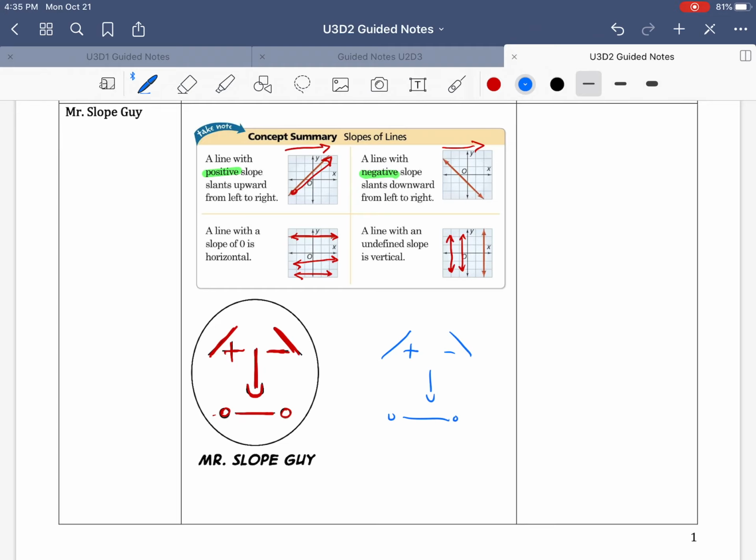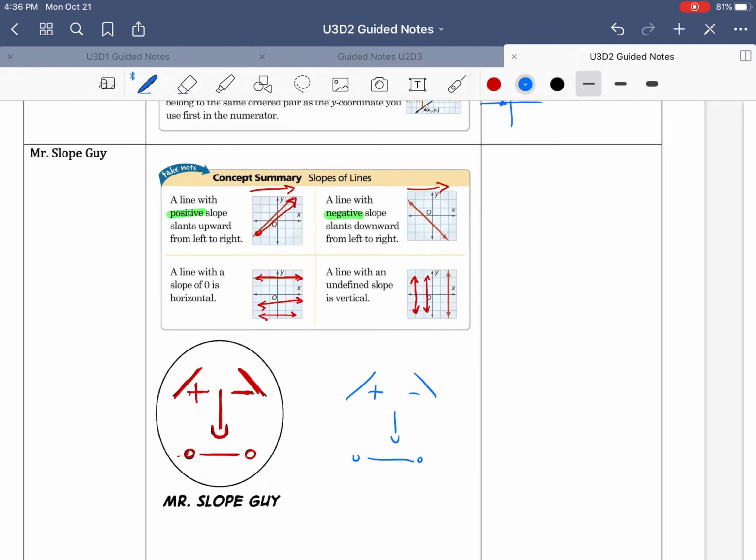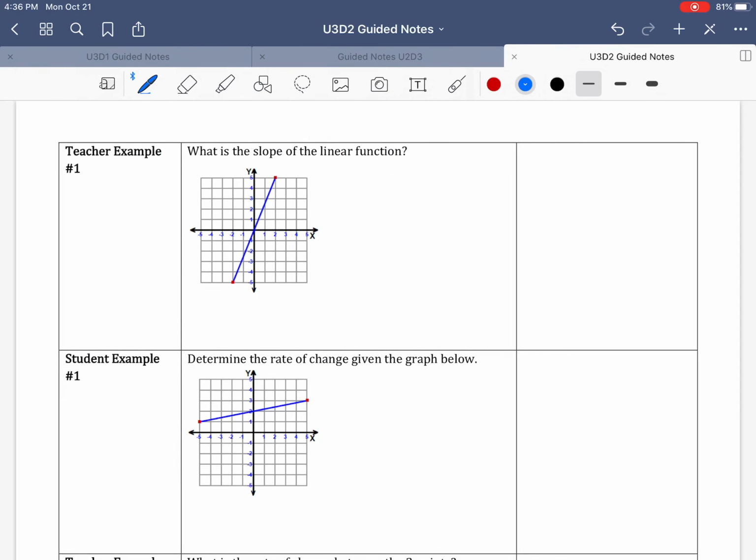Okay? So this really helps if sometimes you mess up your negatives when using your slope equation. This is a good way to double check all of your answers. Now let's take a look at this first teacher example.